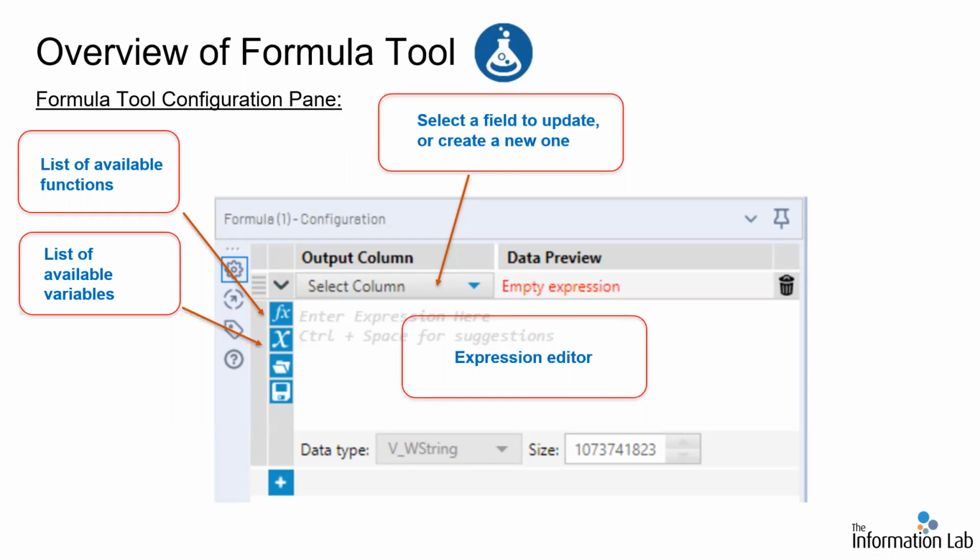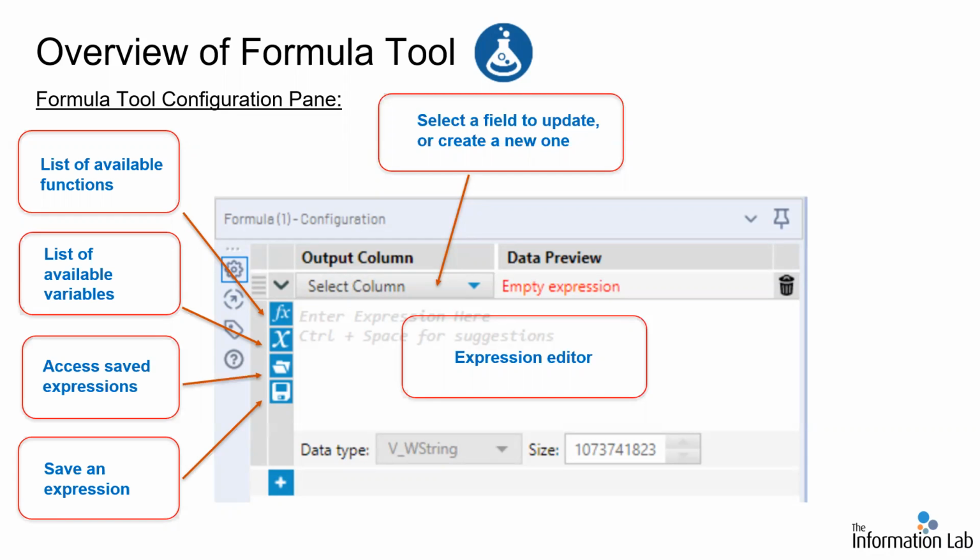That next icon down will give you a list of the variables. That's all the fields you're working with, as well as the parameters of the formulas themselves. And if you write a custom formula that you know you're going to want to use again, maybe it's a particularly long or complex formula, you can save it with the little floppy disk icon. And once you've saved it, you can access it.